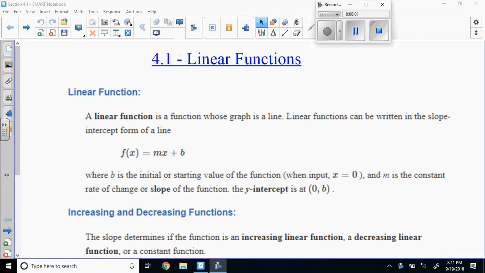Okay, so we're going to do 4-1 tonight. This is where we're getting into linear. If you think about some things, the most famous linear equation we have is slope-intercept form, right? Y equals mx plus b. And they've got it up here as f of x. Now, always remember f of x is the same as what? Y. Good.